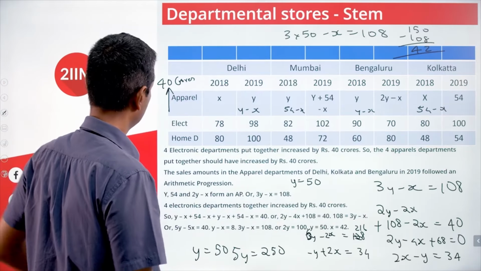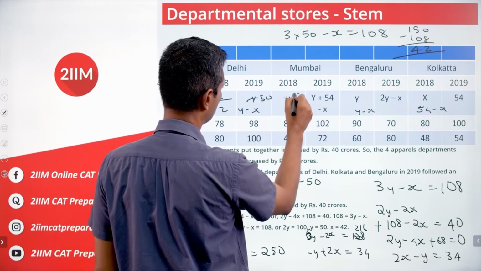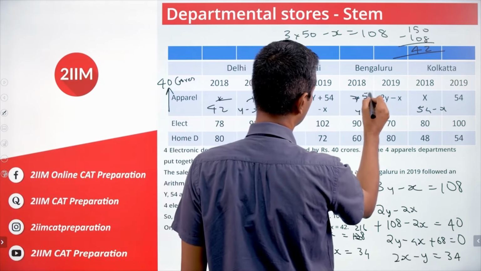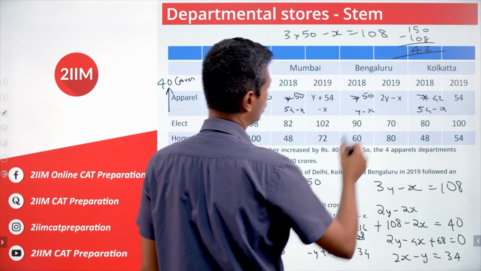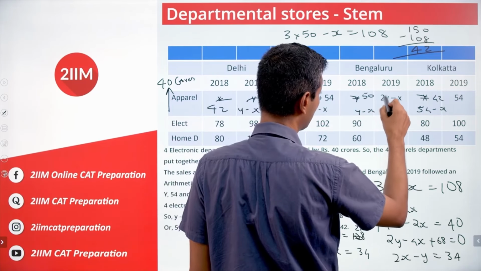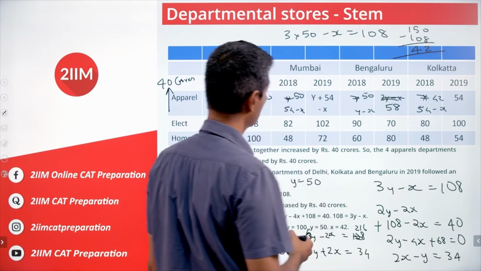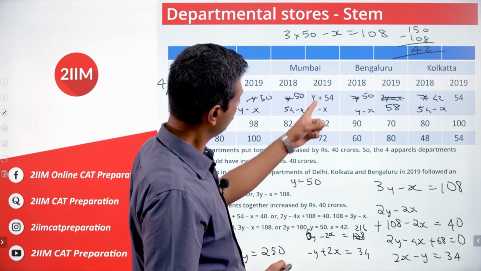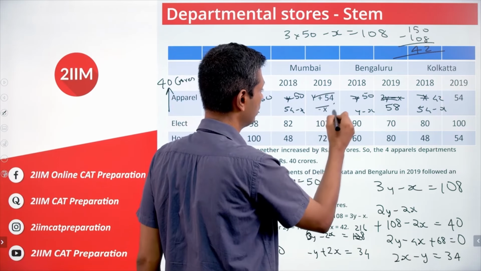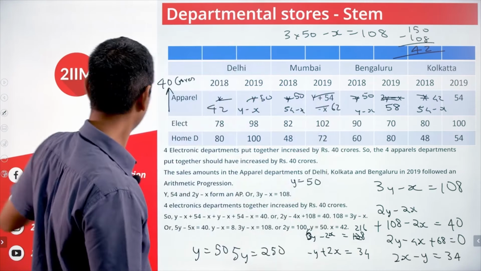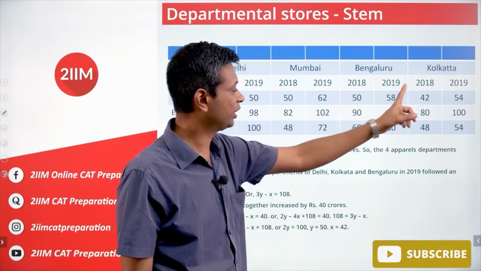So we fill everything in. This is x 42. This is y 50. This is y 50. This is x 42. 2y minus x: 2 into 50, 100 minus 42, 58. Y plus 54 minus x: 50 plus 54 minus 42. 54 minus 42 is 12. 50 plus 12 is 62. Fill everything in: 42, 50, 50, 62, 50, 58, 42, 54.